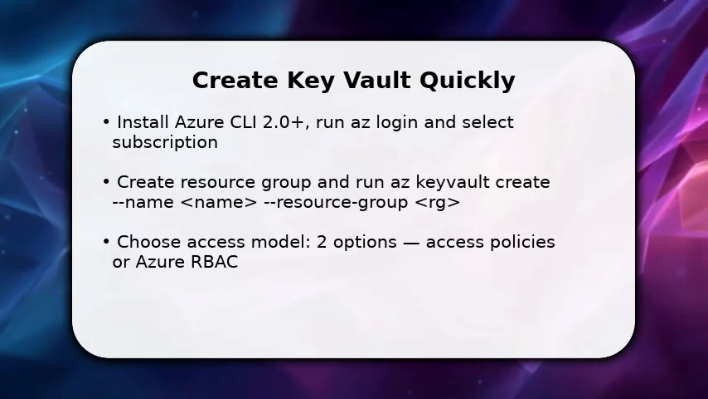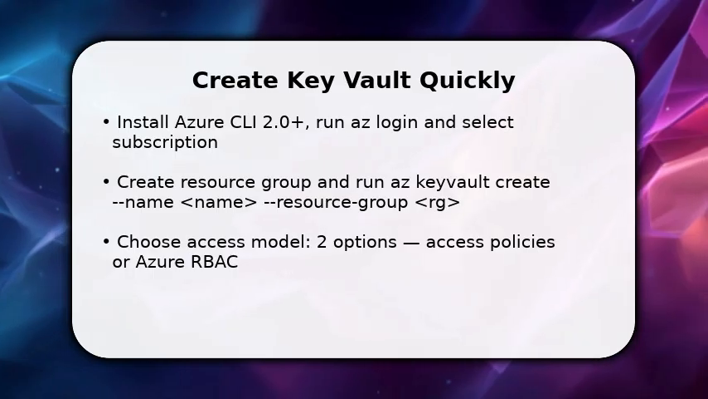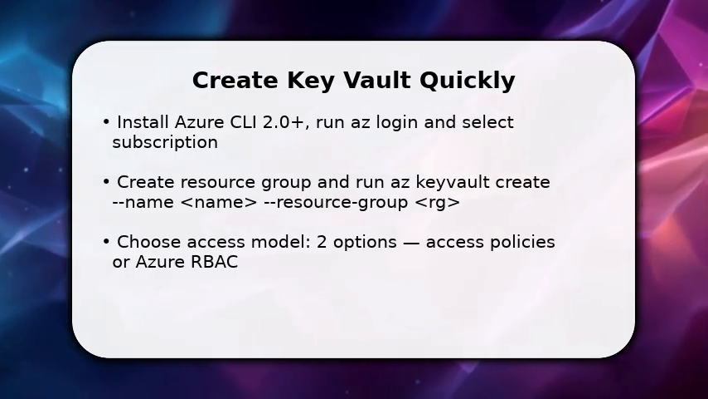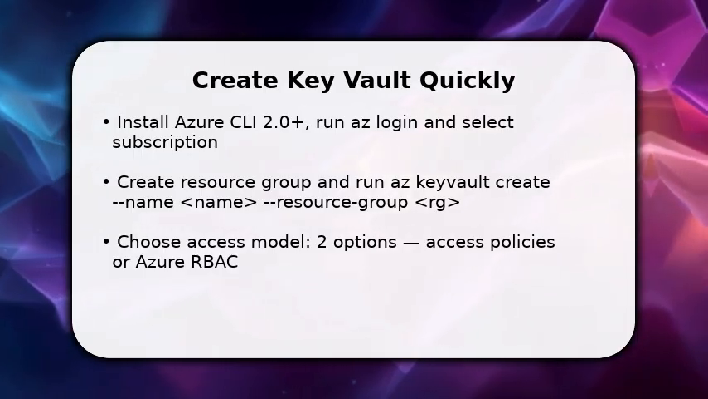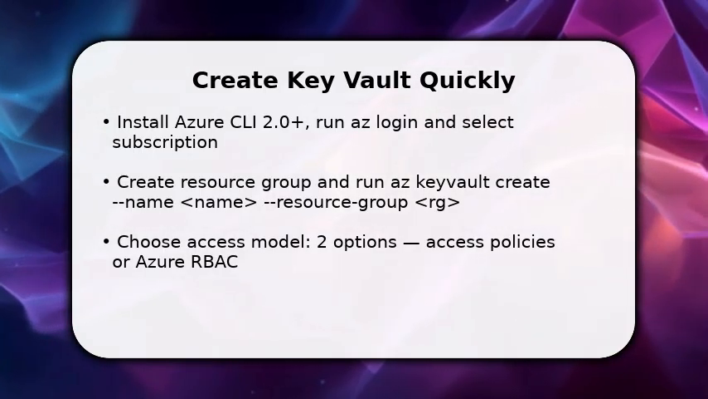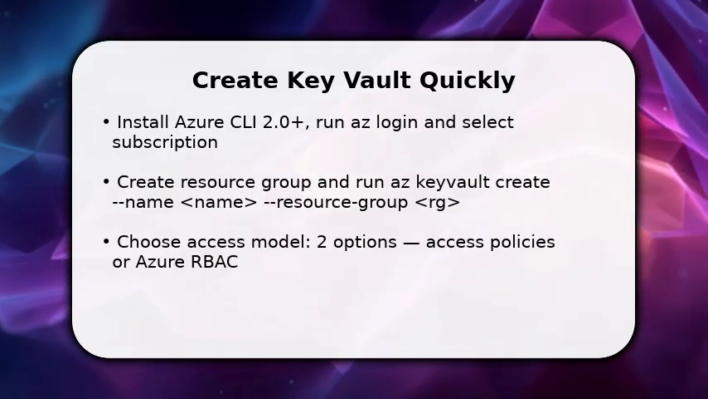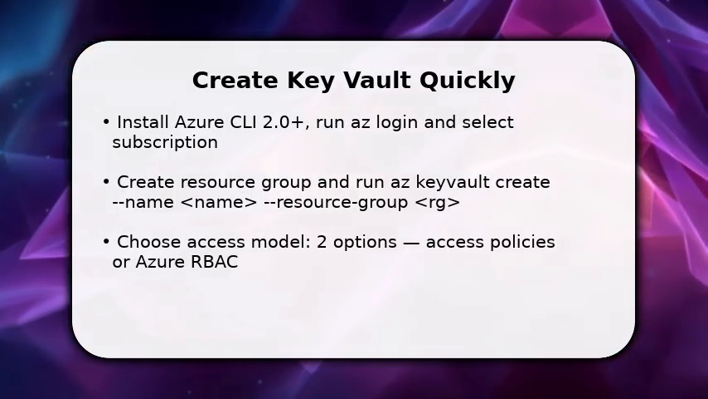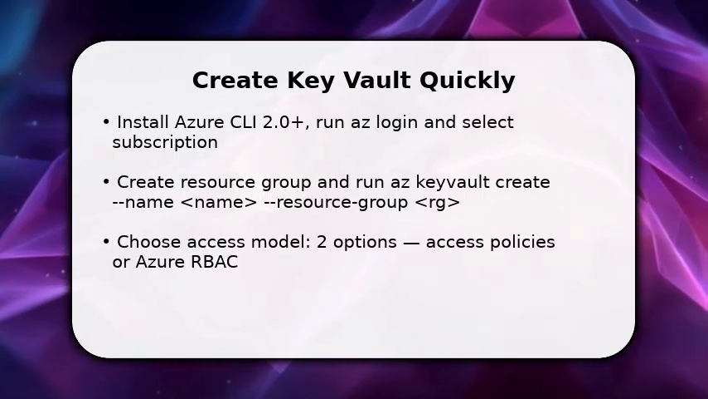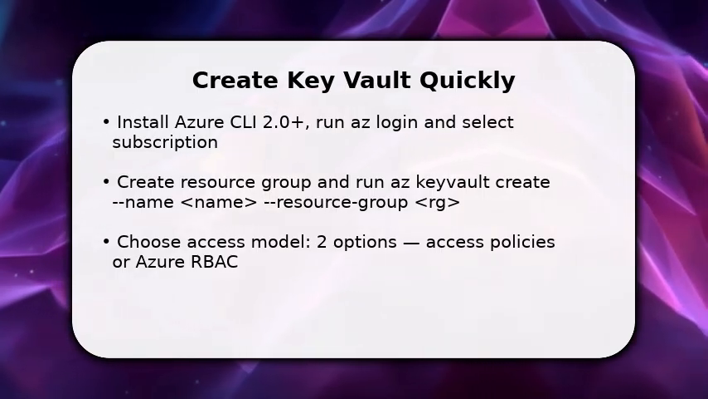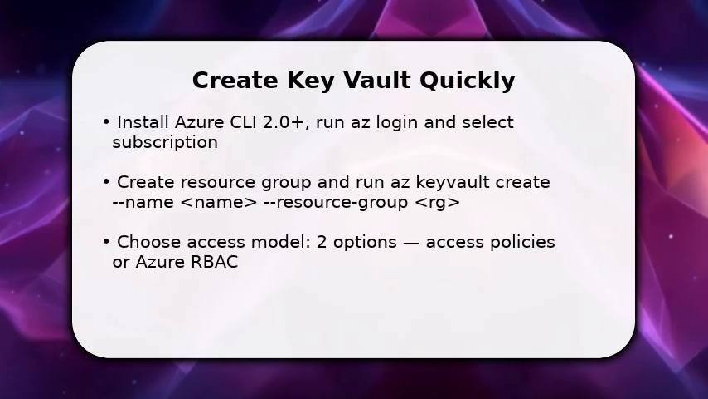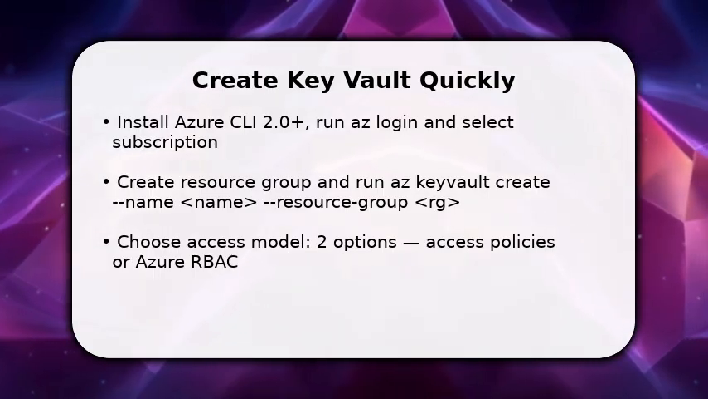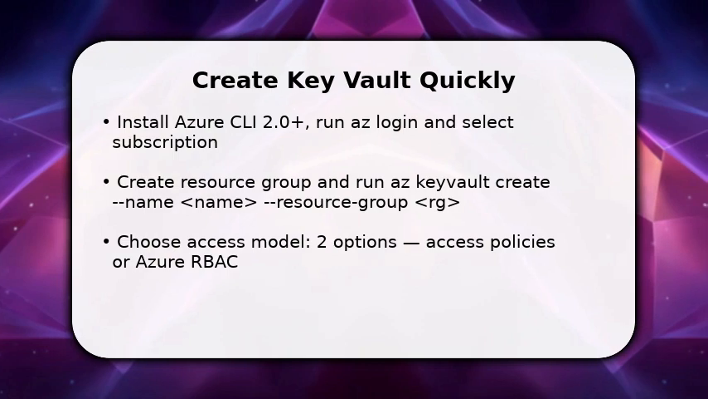You start by proving access and creating resources fast. First, log into Azure CLI and pick the subscription you want to use. Once done, create or reuse a resource group and run the Azure Key Vault create command to provision a vault. Make sure to choose the access control model now. Access policies are straightforward. Azure RBAC scales better for many identities. Set the location and pricing tier and enable soft delete so you have a safety net.